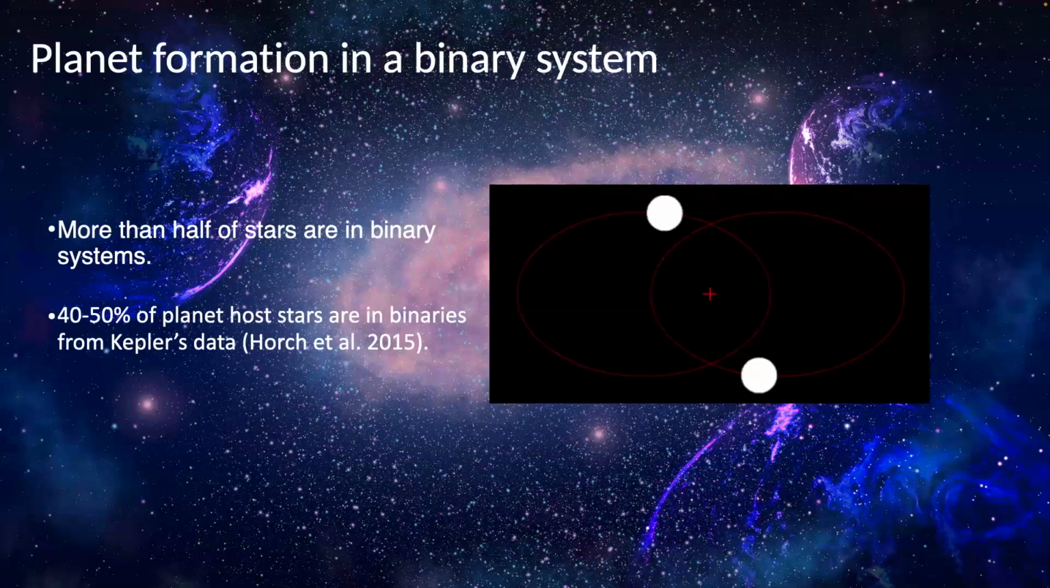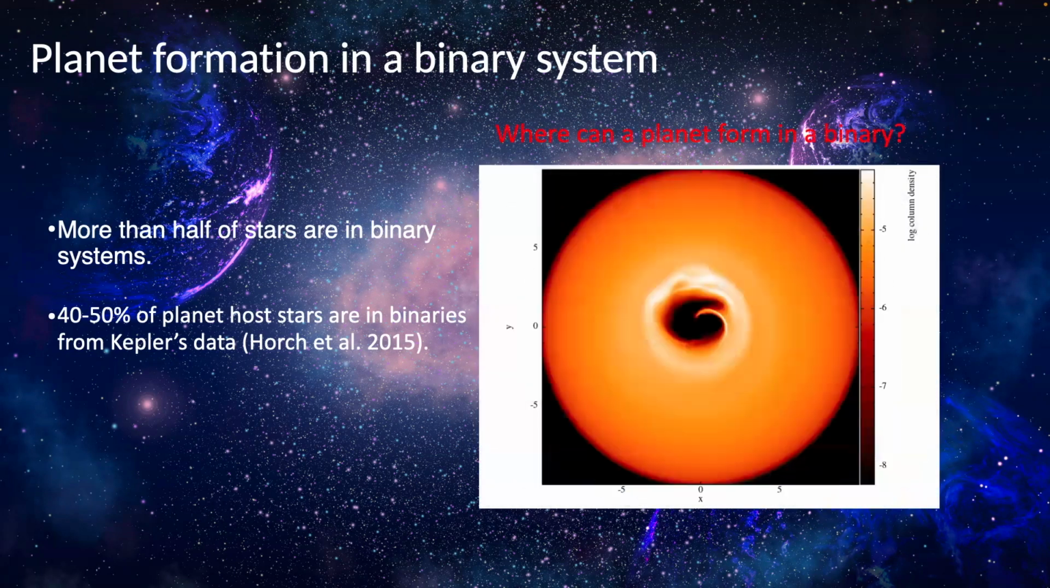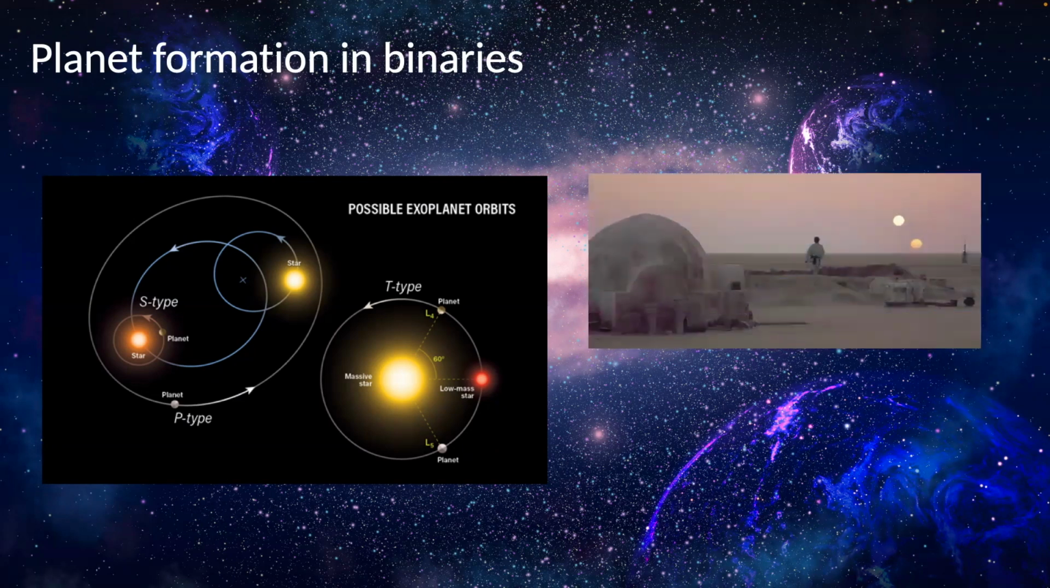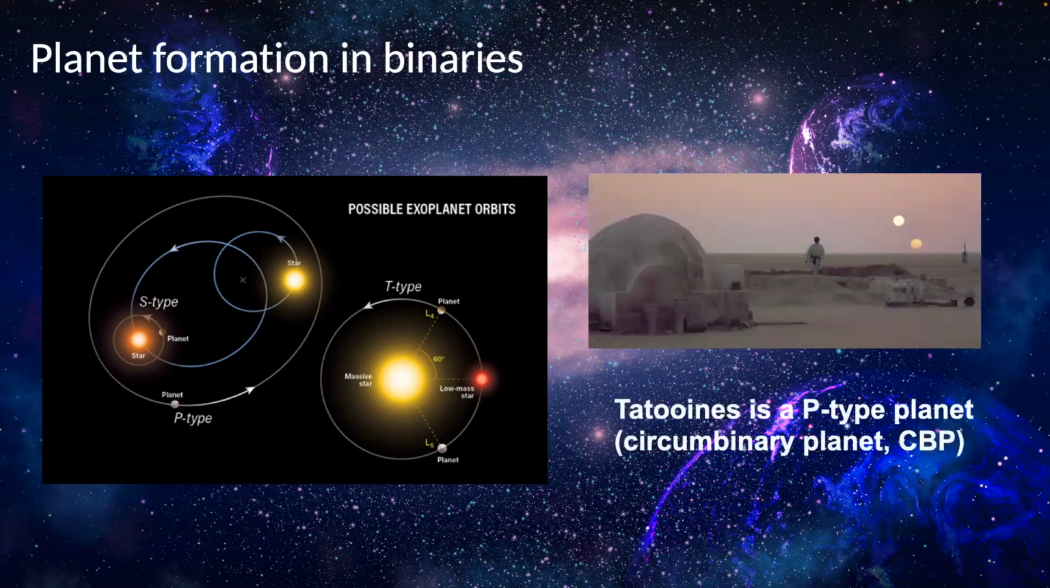In the previous talk, I believe Jeremy has persuaded you that planet formation can happen in the circumbinary disk. If not, I will convince him later. We know that binaries are very popular, and according to the simulations, planets can form around one of the stars of the binary, or around the binary itself. So it's S type and P type. As Jeremy mentioned, Tatooine is a very classic P type planet, or circumbinary planet.